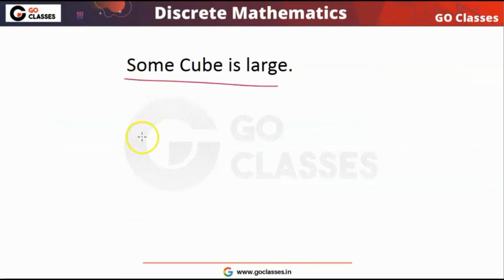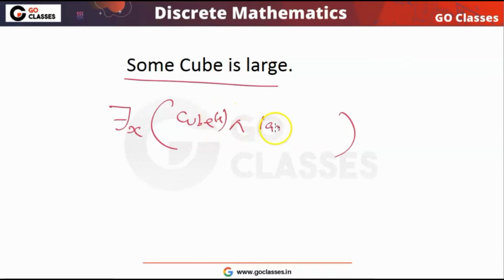Some cube is large. It means there exists x which is a cube and which is large. Correct. So very simple. This is a standard template that we have already seen. You can watch the previous lectures, and the link of the previous lectures you can find in the description or on our YouTube channel.